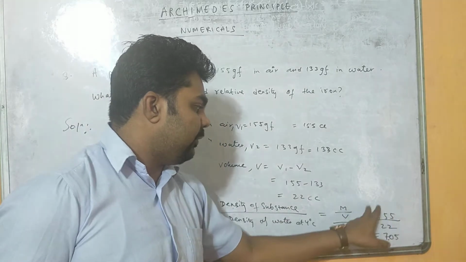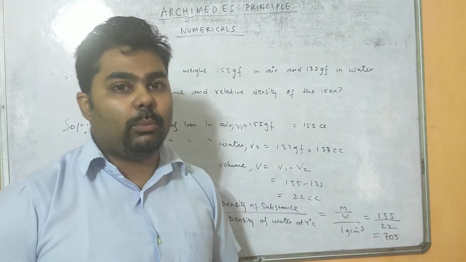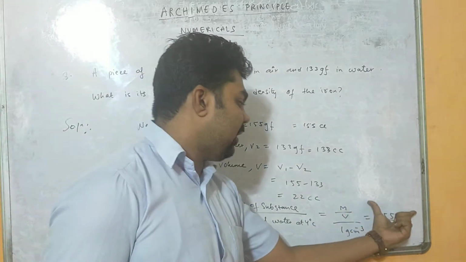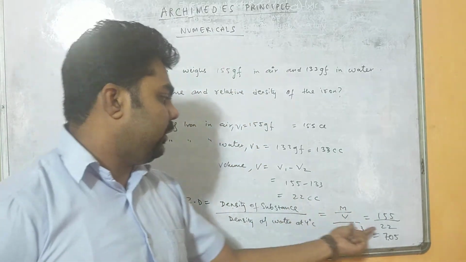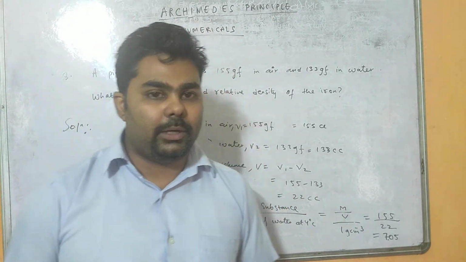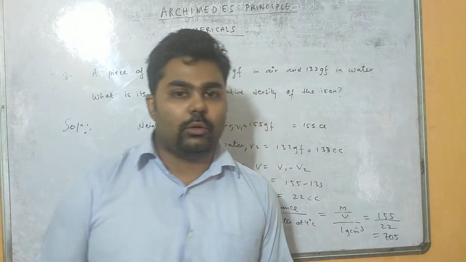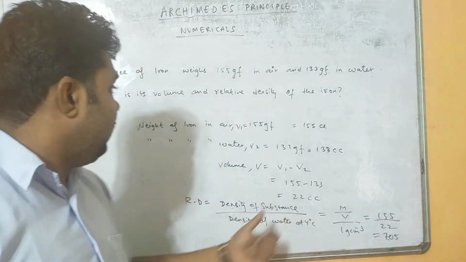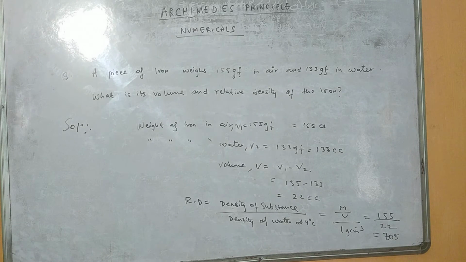Mass is given as 155, that is, how much it weighs in air, and the volume we have just found, that is 22. So when you divide 155 by 22, you will get 7.05. So this is the relative density of iron.